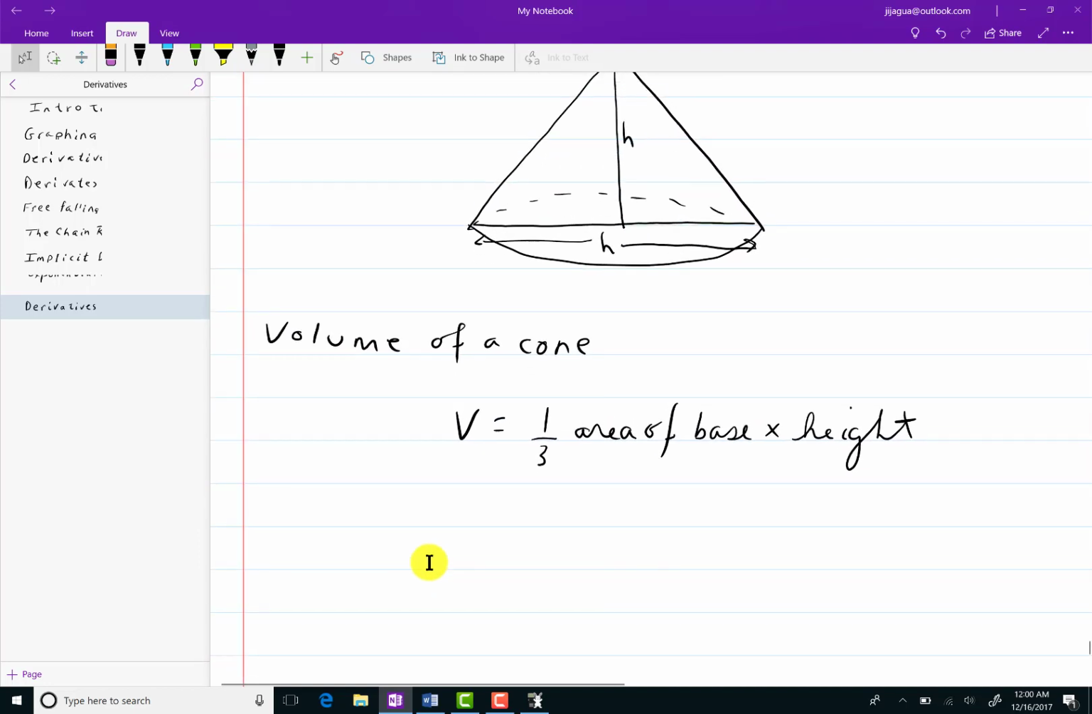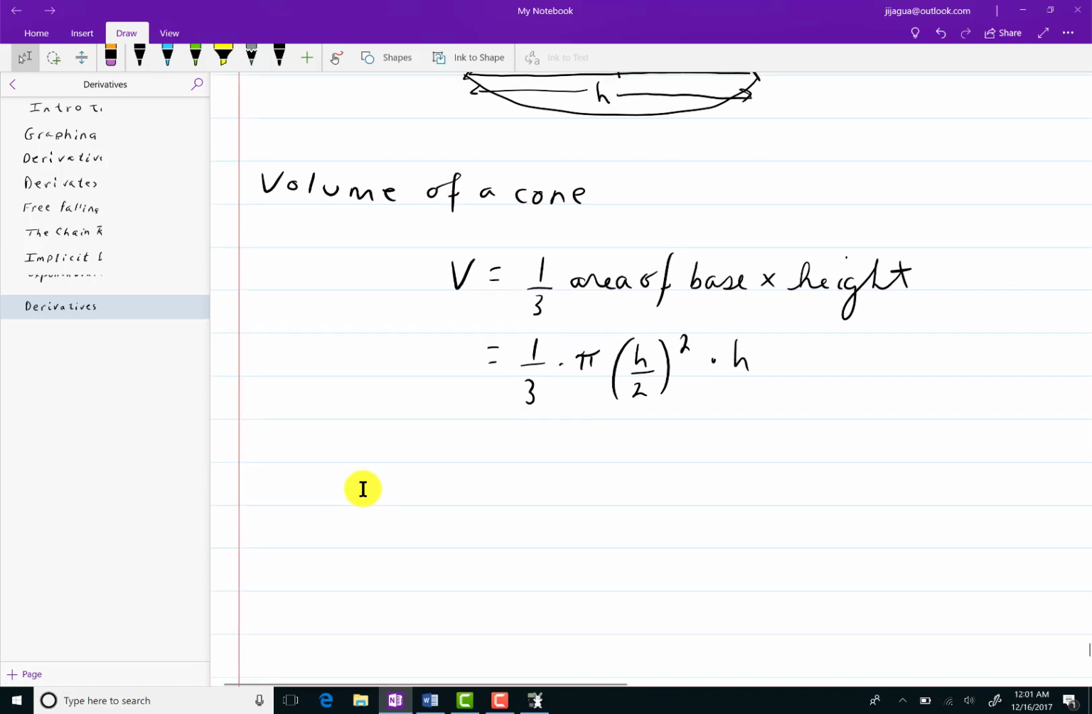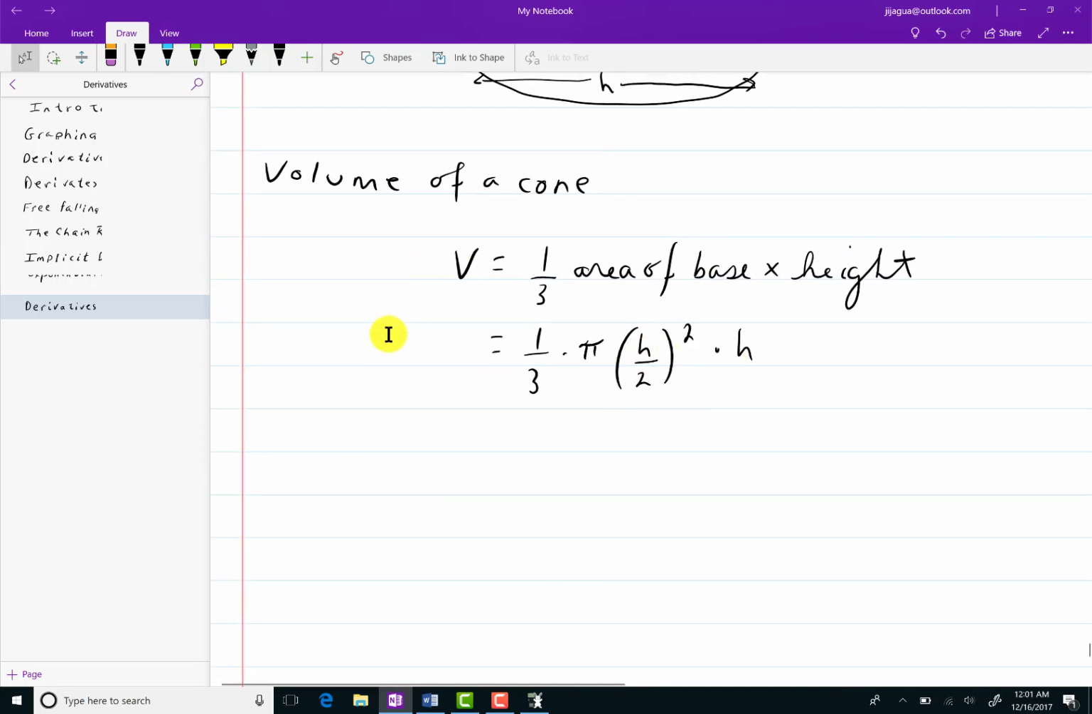So, the bottom is a circle of radius h over 2. So 1/3 times the area of the base, which is the area of a circle of radius h over 2: pi times h over 2 squared. That's pi r squared right there. And height is times h. Well, this is nice. I now only have one variable connected to V. V equals, let me simplify a little bit. H squared over 2 is h squared over 4, so I have 1 over 12 pi h cubed.